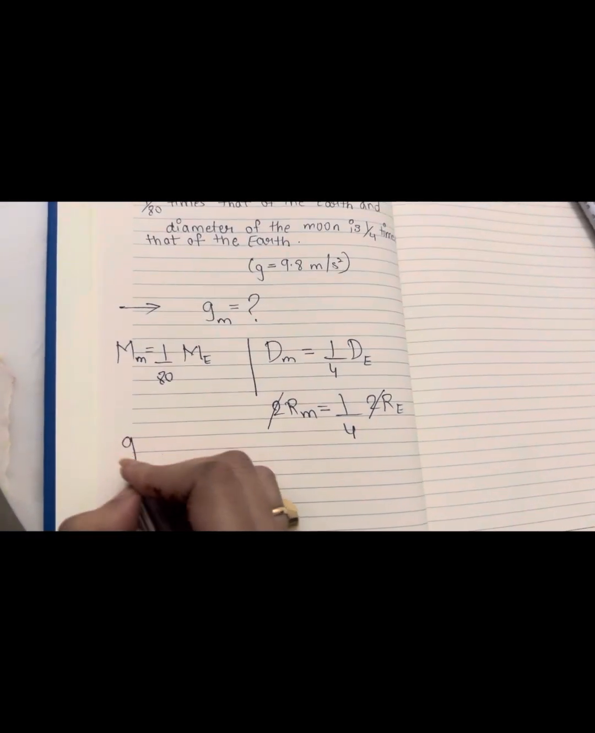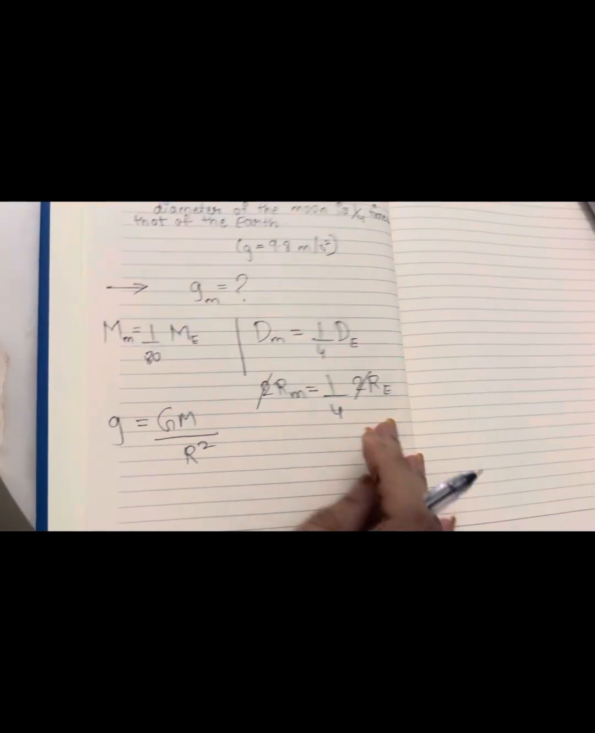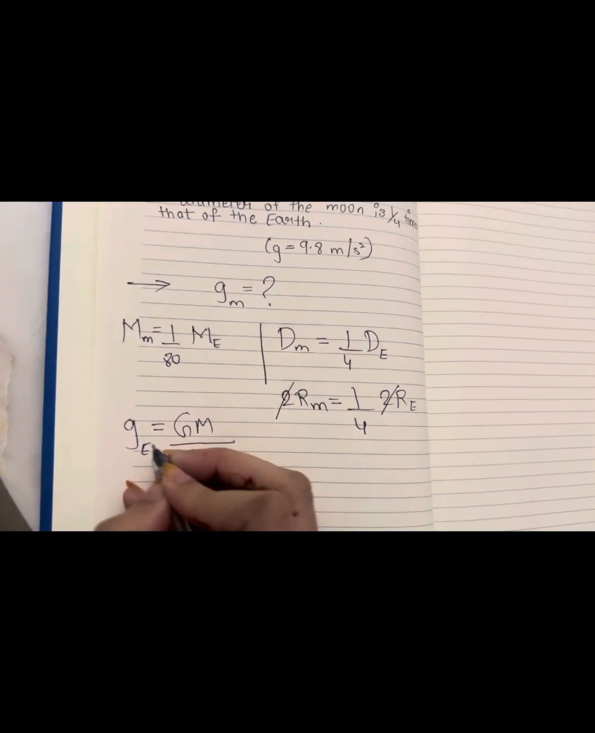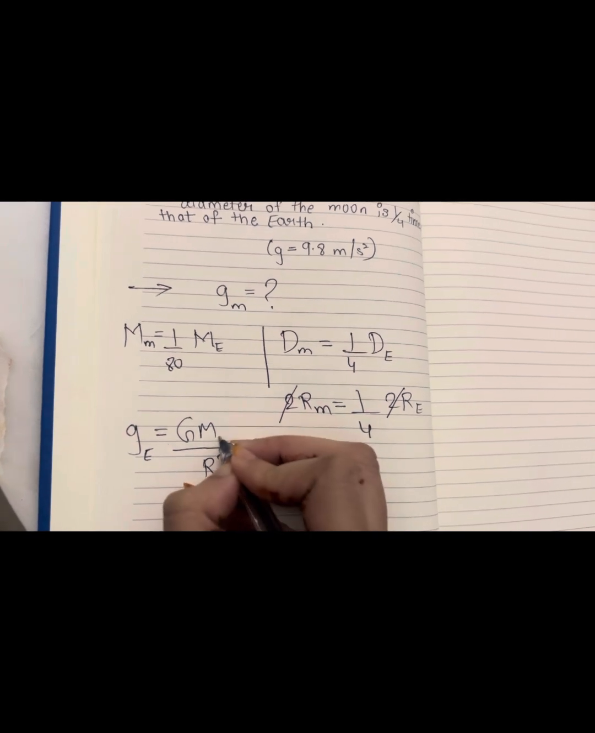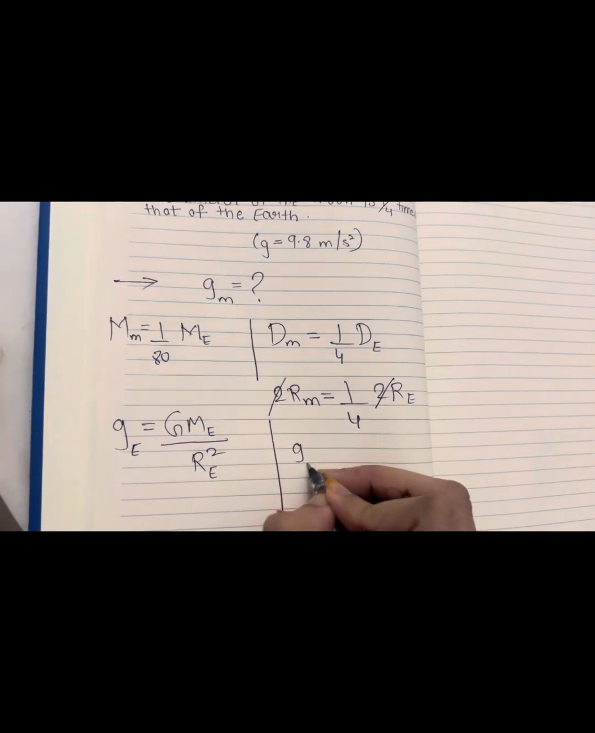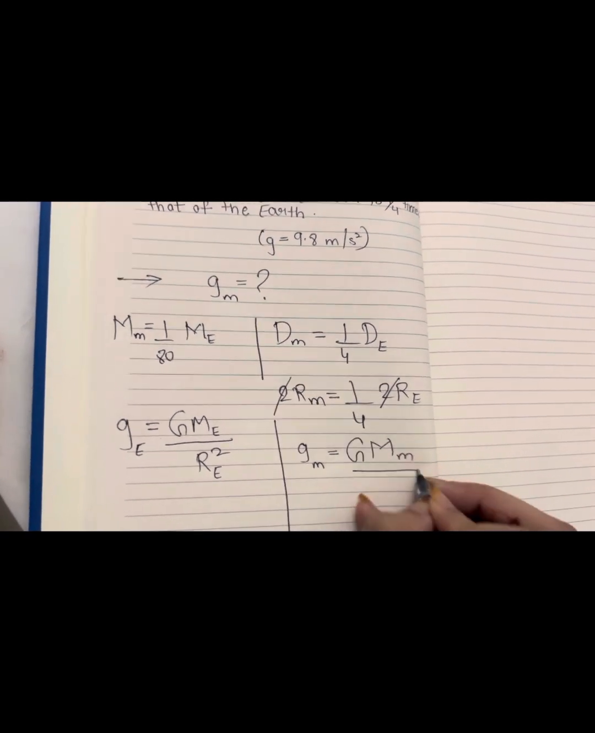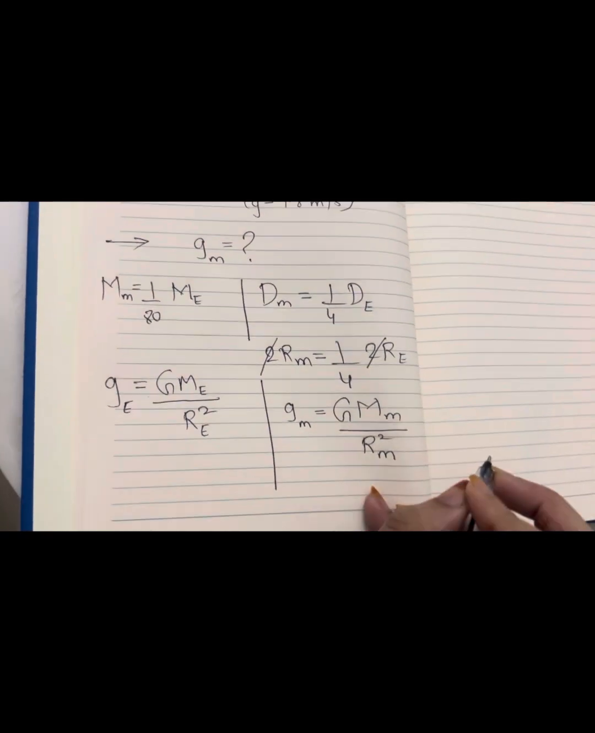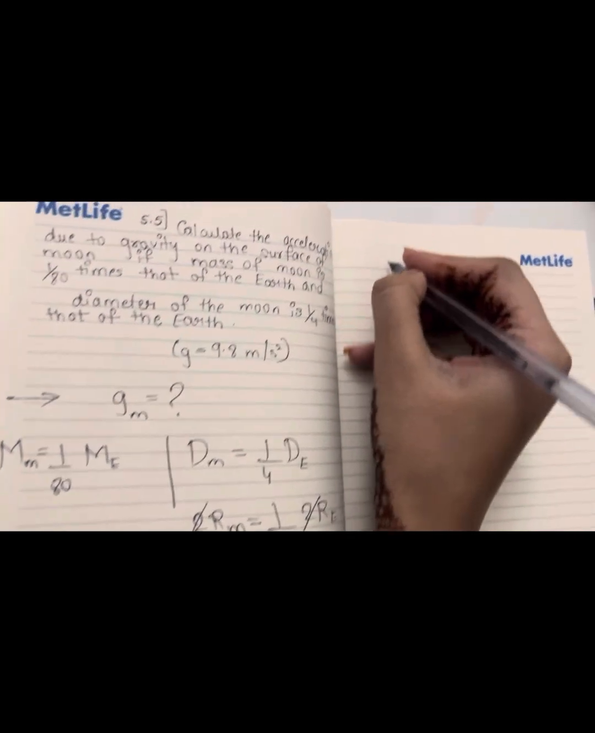Let's write the general formula for acceleration due to gravity on the surface of the earth, that is GM upon r square. Since it is on the surface of earth, I'll write Ge and Re, and Me is the mass of the earth. Same acceleration due to gravity on the surface of the moon, G mass of moon and radius of moon. Now there are two conditions, so we'll write the ratio of these two equations to get the answer.